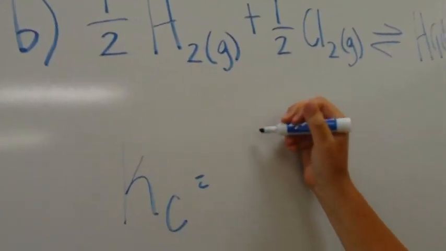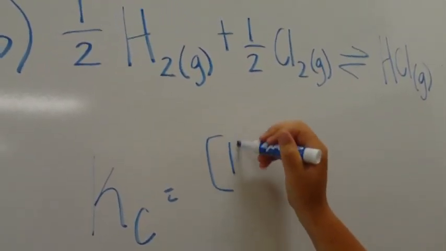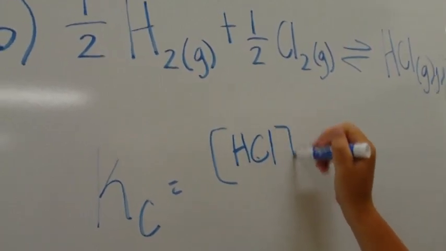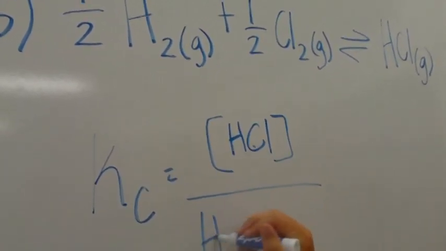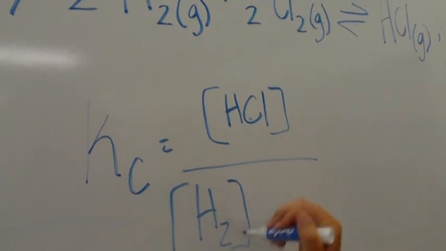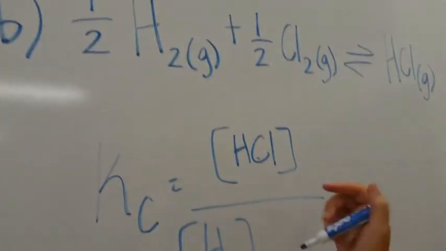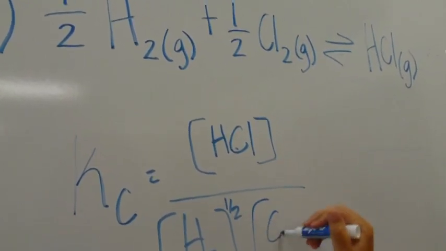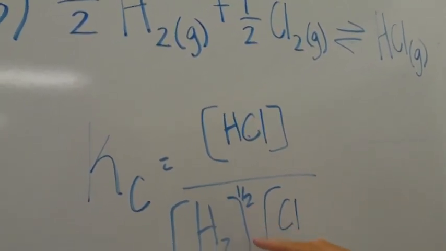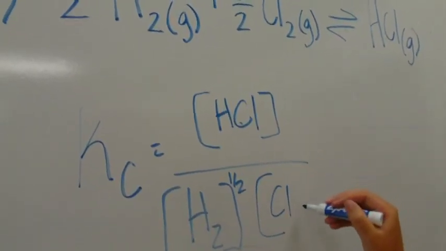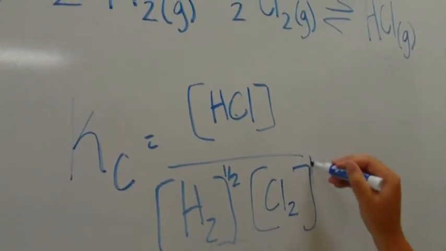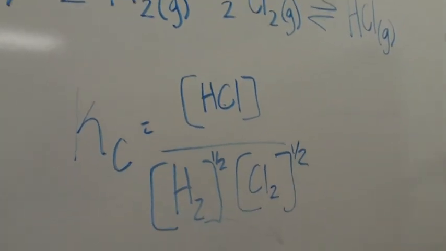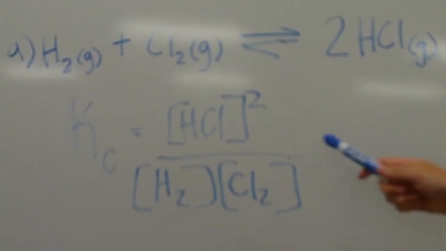Equilibrium law for this one is going to be products HCl. And just because the coefficient is 1/2, don't let that scare you. You just write it out like this, and remember that when you raise something to 1/2, that's actually the square root. So for part B, they want us to compare how the Kc values differ for both of these, and what do you notice?